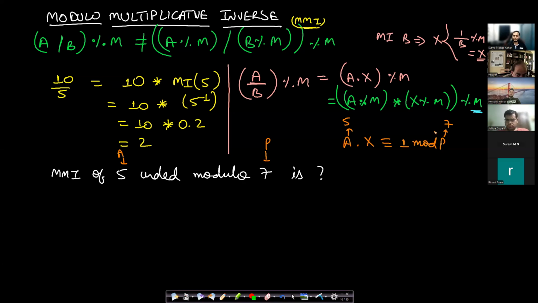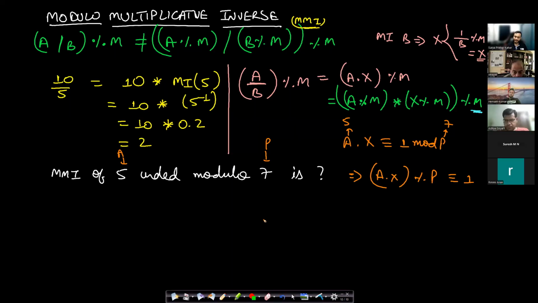There can be multiple values of x, right? Give me some integer number. This mod can be shifted to the left side also. I can write it as a into x mod p is congruent to 1. You can also write it like that. Just a hint: you can have multiple values of x.